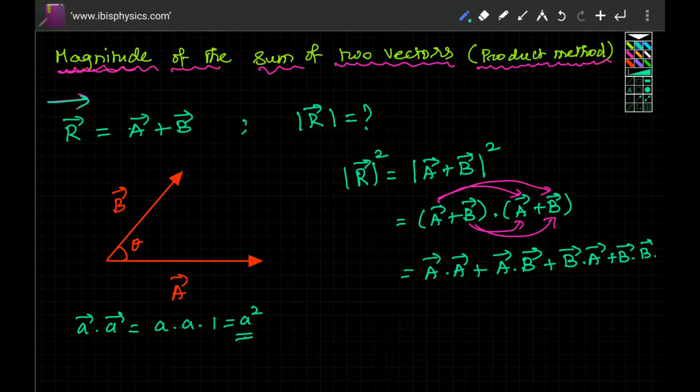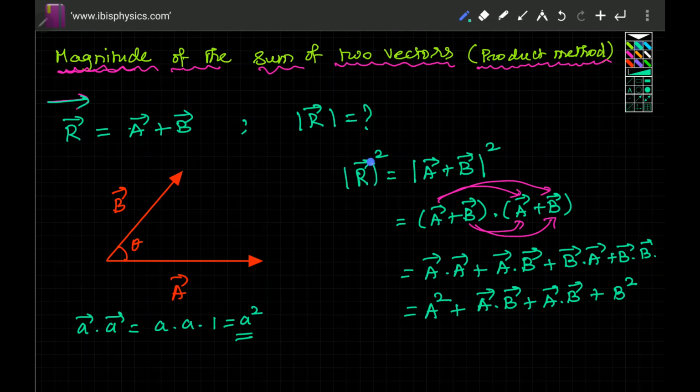In the last video we have seen that the square of a vector is a scalar, so here a dot a is a square. We also know that a dot b equals b dot a, so the dot product is both commutative and distributive. So a dot b plus b dot a is equal to 2 a dot b. So I am writing this as a dot b, plus b dot b, which is b square.